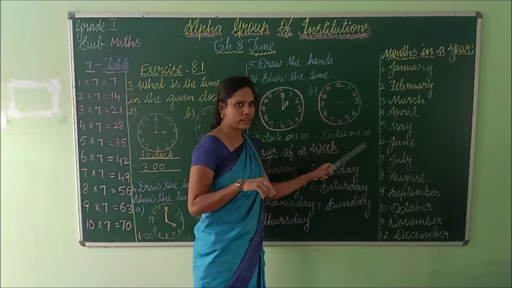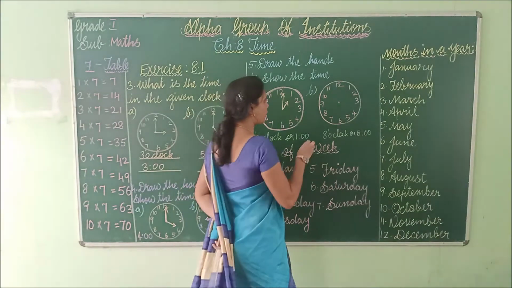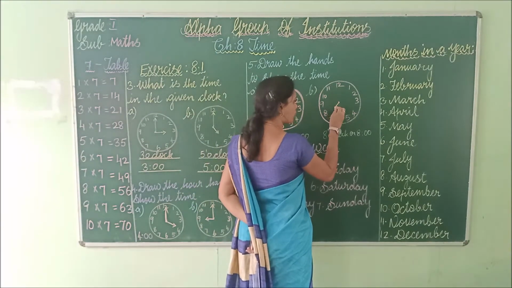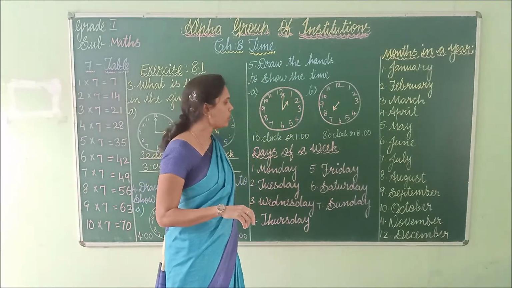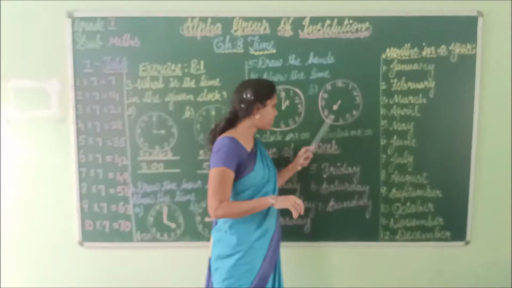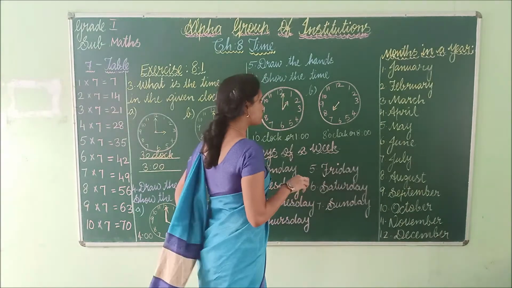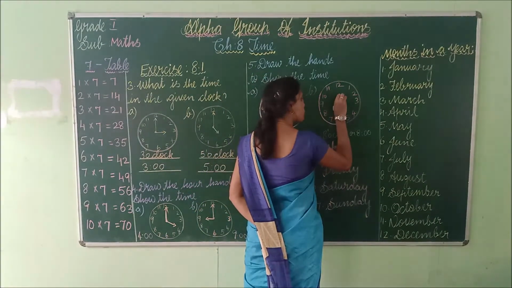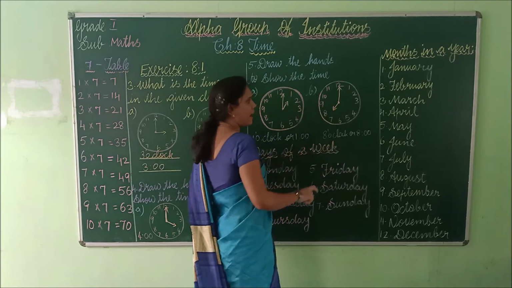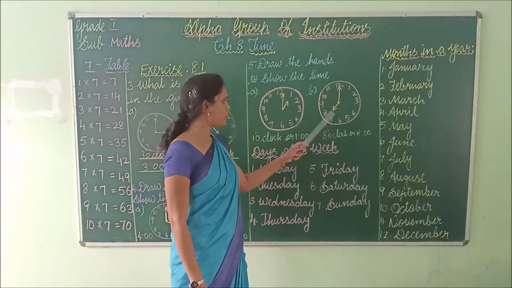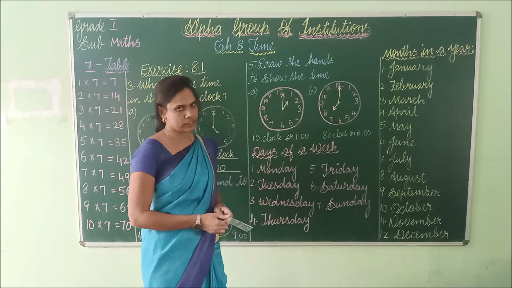8 o'clock. First draw the hour hand. The hour hand should face 8. The small hand is the hour hand. So the hour hand should face 8 and the minute hand here is 0. 0 means it should point to 12. Children, this is the long hand and this is the short hand. So the time here is 8 o'clock. Like this you have to draw the hands for the given clock.